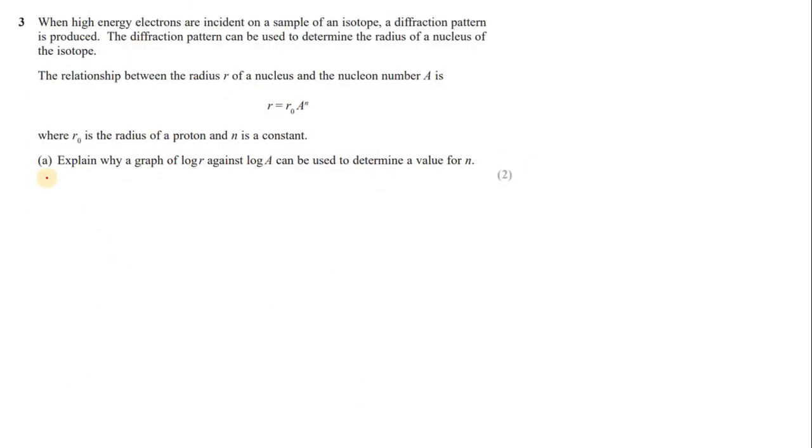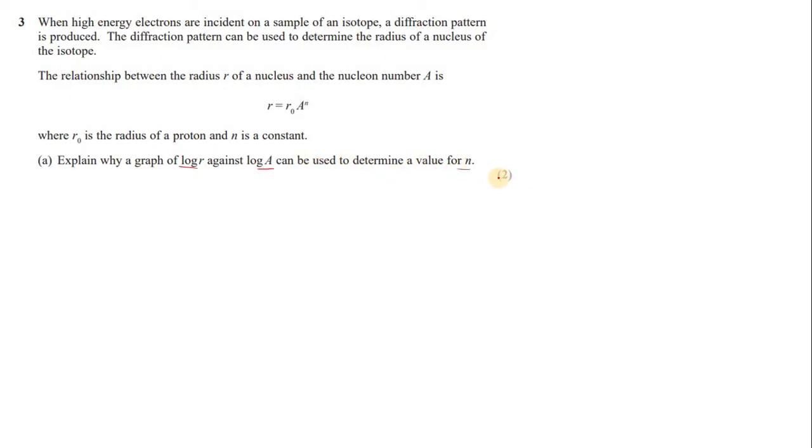Question number 3. When high energy electrons are incident on a sample of an isotope, a diffraction pattern is produced. The diffraction pattern can be used to determine the radius of a nucleus of the isotope. The relationship between the radius r of a nucleus and the nucleon number A is r equal to r0 A to the power n, where r0 is the radius of a proton and n is a constant. Explain why a graph of log of r against log of A can be used to determine a value of n.